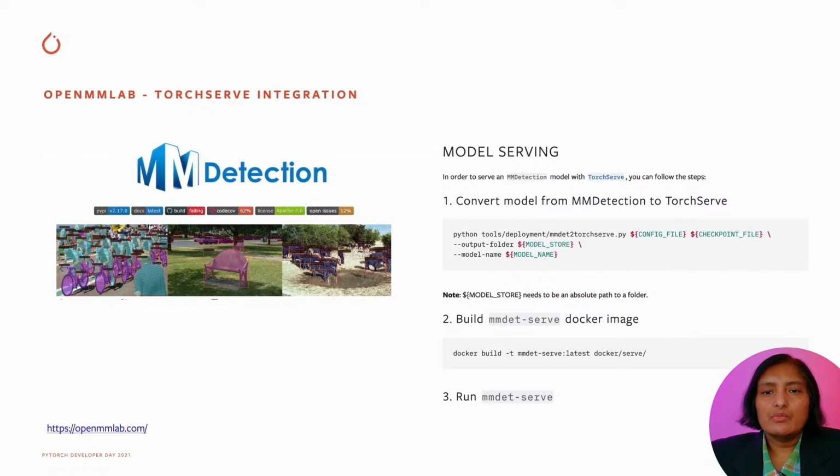OpenMMLab is a popular open source project that offers a toolbox focusing on computer vision for tasks like detection, segmentation, etc. So what you see here is an example from the MMDetection project, which has added integration for TorchServe for model deployment.